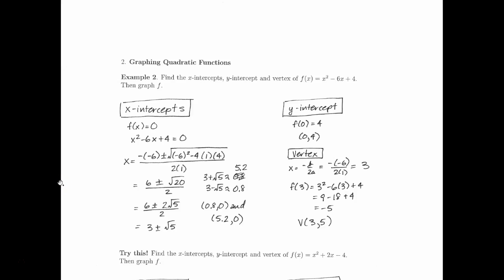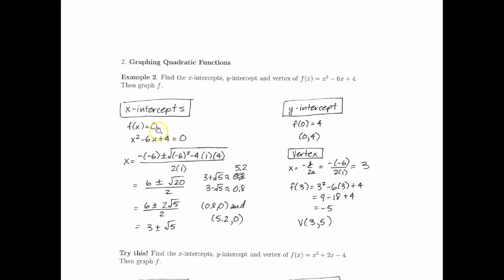So now we want to concentrate our work on graphing quadratic functions. And in example 2, we want to find the x-intercepts, the y-intercept, and the vertex of f of x equals x squared minus 6x plus 4. Then we want to graph f.